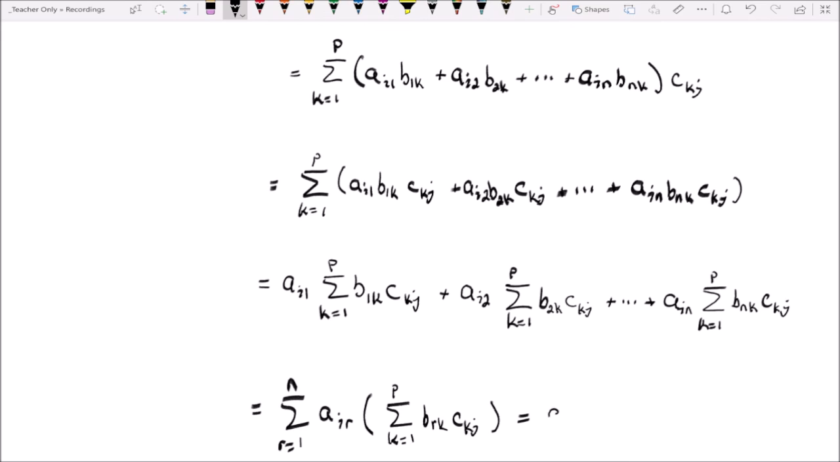But this is exactly the ij entry of G. That is exactly what we wanted to show. And so this proof is completed. Again, the other two proofs are left as an exercise, and I do encourage you to challenge yourself and try to prove these.